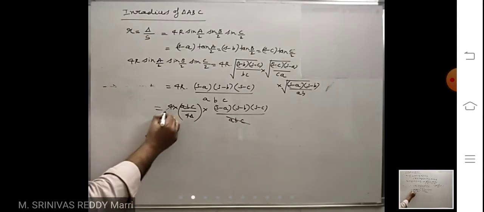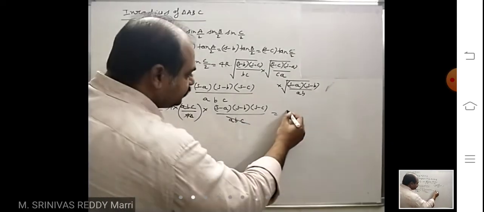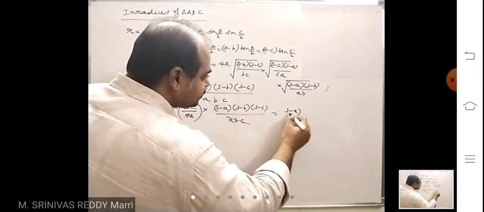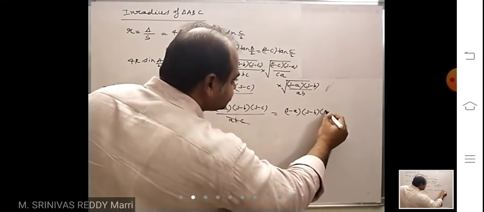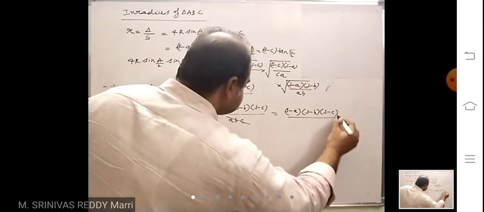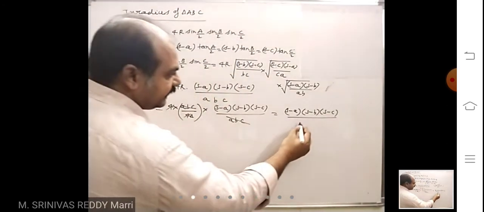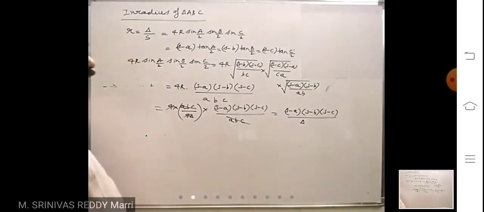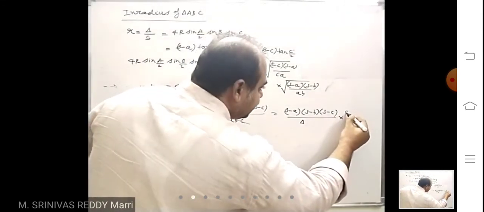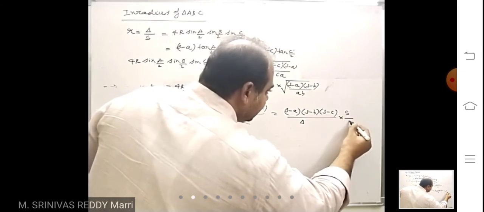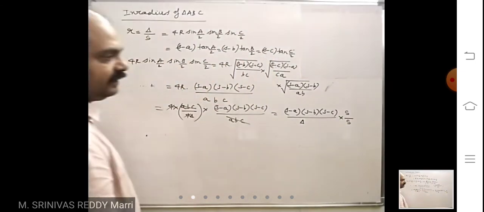Right? So 4 will get cancelled. You will get S minus A into S minus B into S minus C divided by delta. Now what I am doing is I am multiplying and dividing with S.